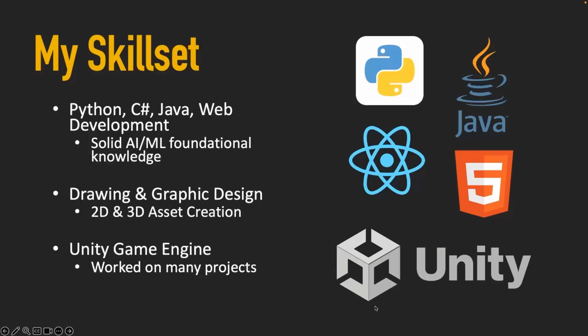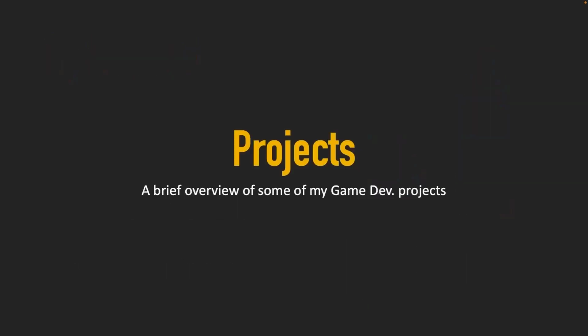Moving on to my skills, I have a solid background in Python, C Sharp, Java, and web development using React and HTML and CSS. And I also have experience in 2D and 3D asset creation. Since first learning game development in seventh grade, I've spent a lot of time working in the Unity game engine, and here are some of my most notable projects.